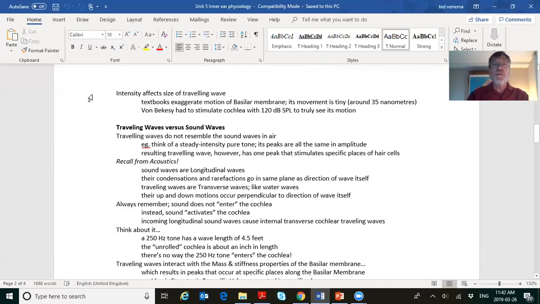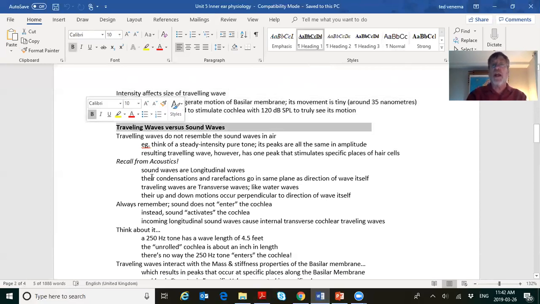Intensity would affect the size of a traveling wave. The wave peak is going to be taller with a more intense sound, smaller with a soft sound. But the location of the peak determines what frequency you hear. Intensity affects the size of the traveling wave. So let's look at traveling waves versus sound waves.